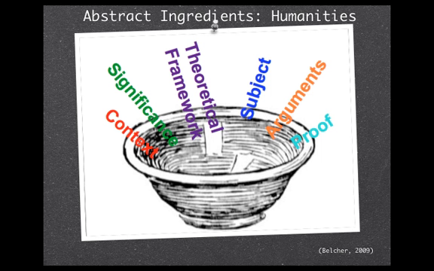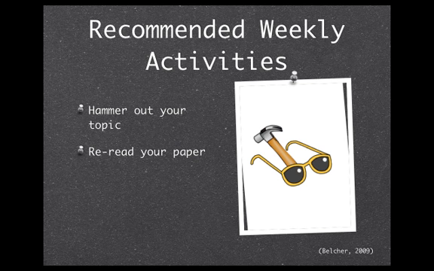It is recommended in this week's activities that you hammer out your topic and reread your paper. To hammer out your topic, get your writing buddy involved. Describe your topic to your partner. From there, write your topic into one sentence. Reread your article twice. The first time, don't touch it. The second time, note changes that need to be made.